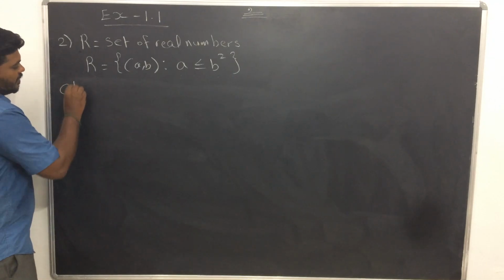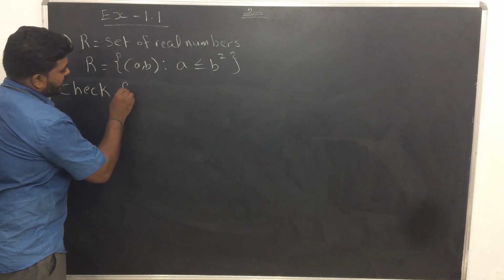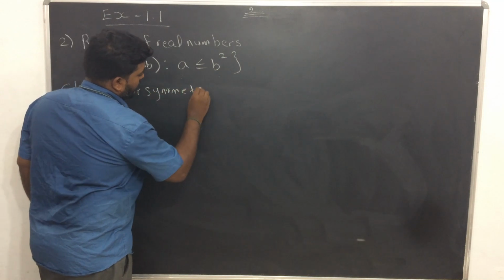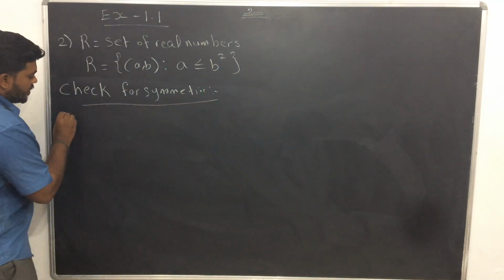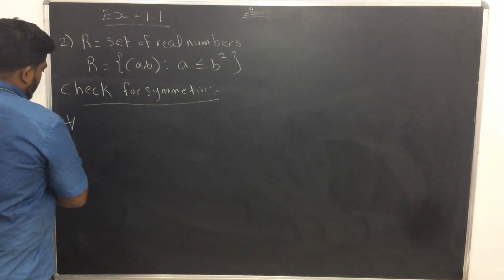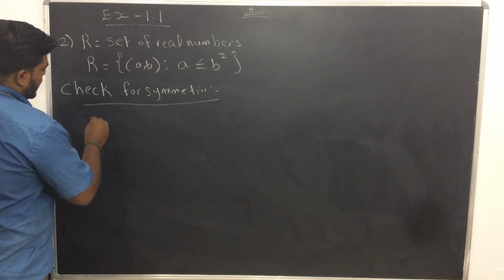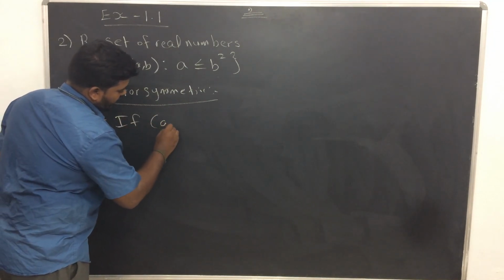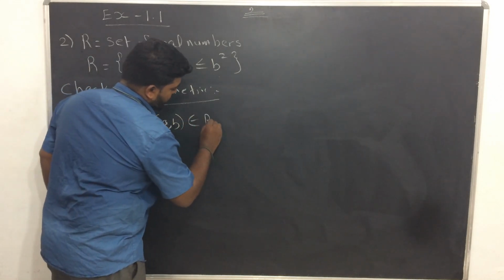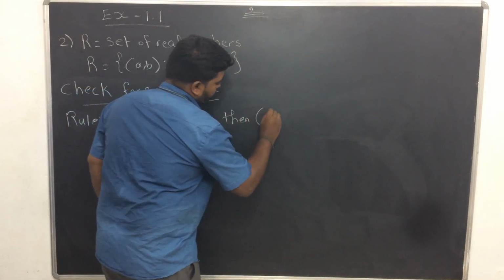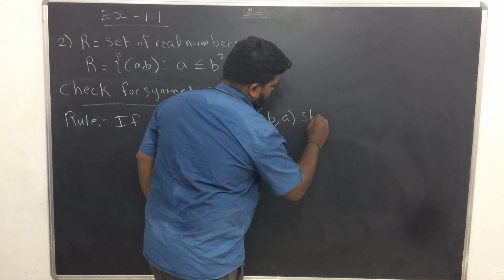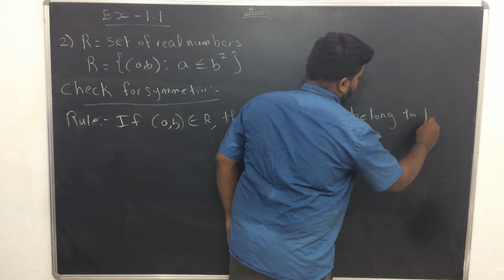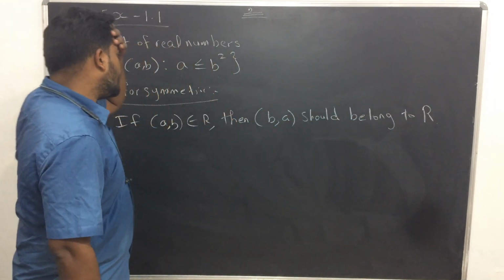Now let's check for symmetry. Reflexive, we have proved it is not reflexive. Now we have to prove this is not symmetric also. So what is the rule? What is the rule for a relation to be symmetric? The rule is, if (a, b) belongs to R, then the ordered pair of the form (b, a) should belong to R.